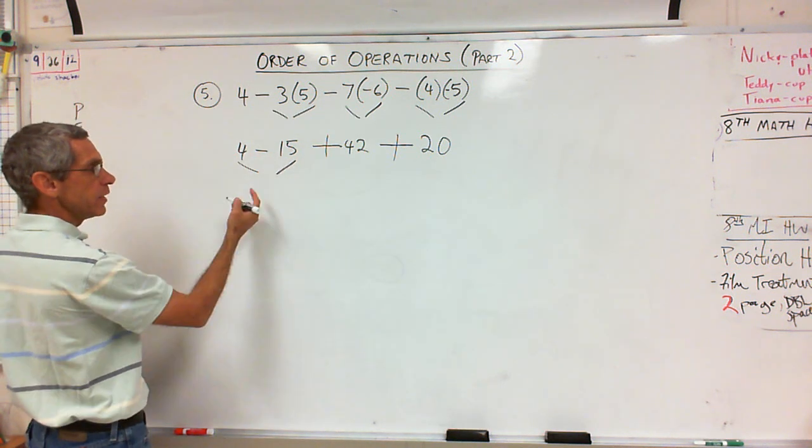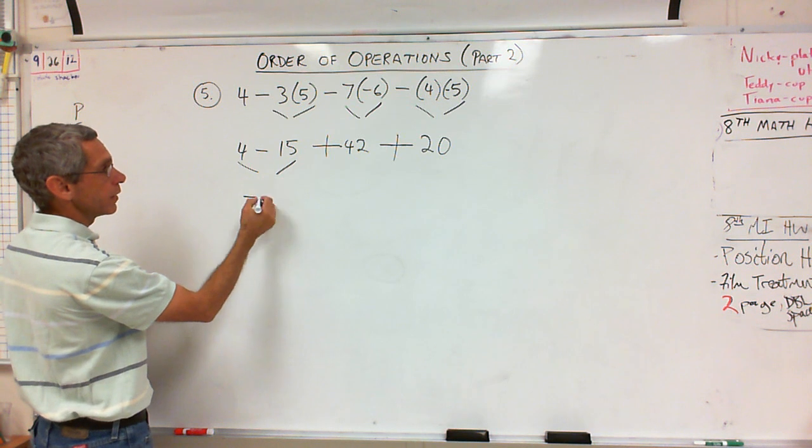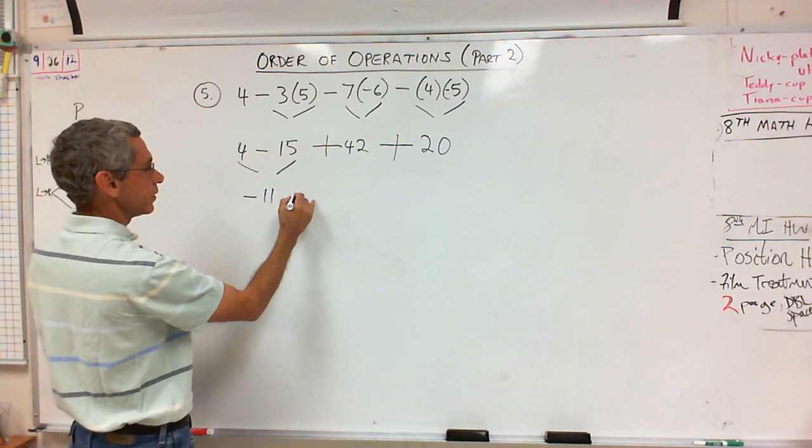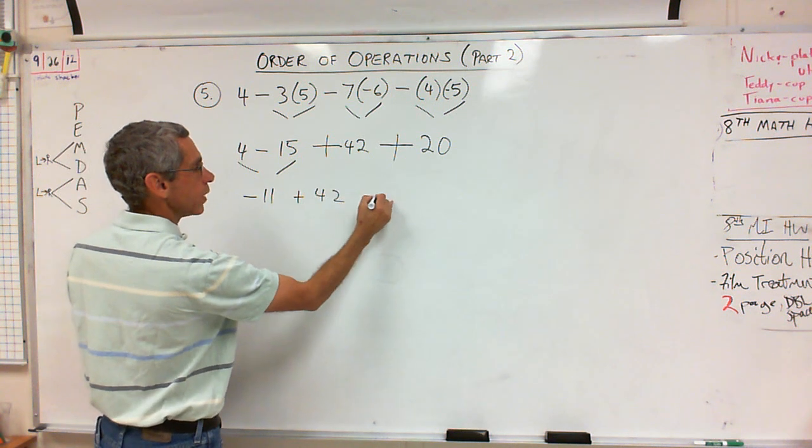11. It's going to be negative, right? It's got to be negative. And then what's 15 minus 4? 11, right, exactly. And then I'm going to say plus 42 plus 20.